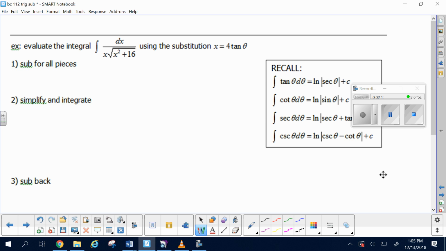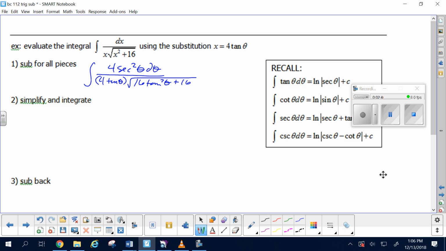Okay. So the substitution. Some of these are easier than others. Let's go here. Substituting in each, x is going to be replaced by 4 tangent theta. That's the one they're telling you. Everything else needs to be found. What's dx? 4 secant squared theta d theta. And what's x squared? 16 tangent squared theta.